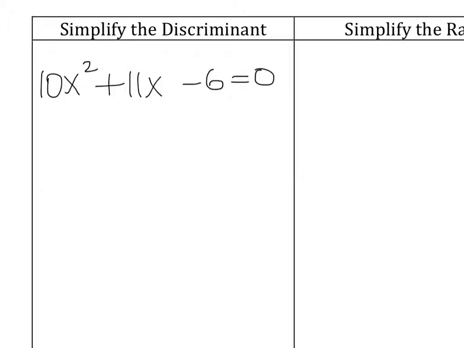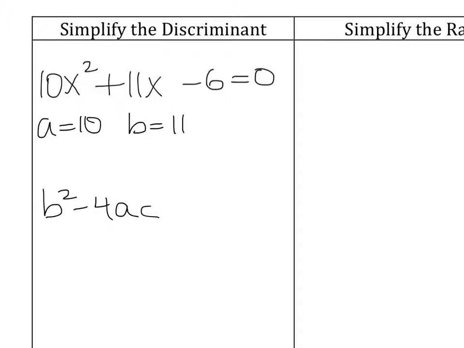Now the first thing that you need to check for is, is this in standard form? Since a, b, and c are all on one side of the equation, then yes, it is in standard form. So what you need to do next is try to find the discriminant and simplify it. So as you can see, a is 10, b is 11, and c is negative 6. So go ahead, plug it in.